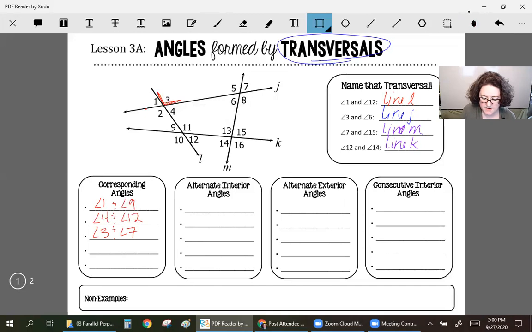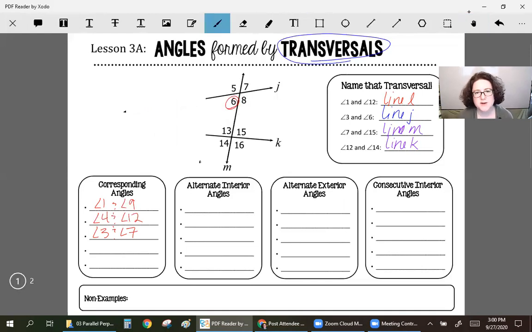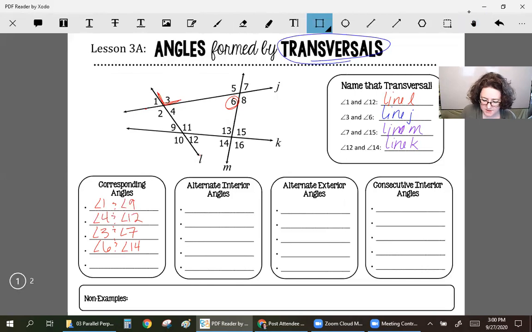Let's look at the right-hand piece. So looking along transversal M, again, a bunch of different pairs that we could pick. Start with angle 6. Which angle is in the corresponding spot? So angle 6 is in the bottom left, so is angle 14. Okay, let's try one along the bottom. So then let's cover up the top part of our intersection. And so, again, I'm just going to pick an angle at random. Let's try angle 15.